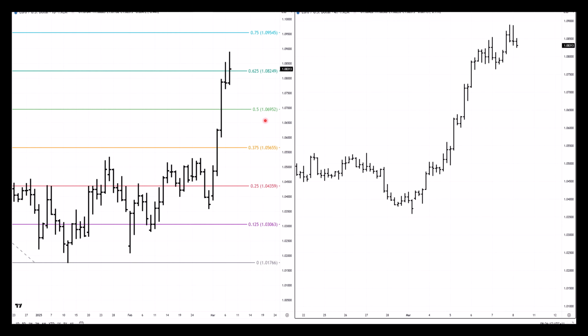Looking at our daily and 4-hour side by side, much like the pound, except in this case, it's looking a little bit stronger. It hasn't even made a 50% retracement here. So there is a chance the euro could go higher again on Monday.